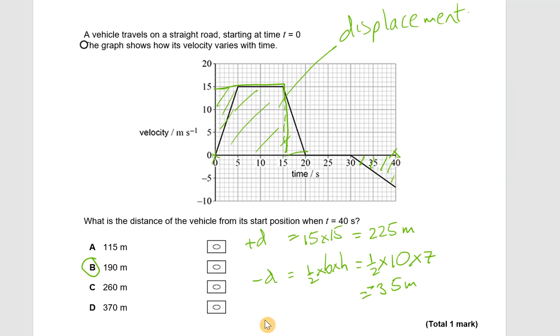So the total displacement is going to be 225 meters minus 35 meters, 190 meters, which is answer B.